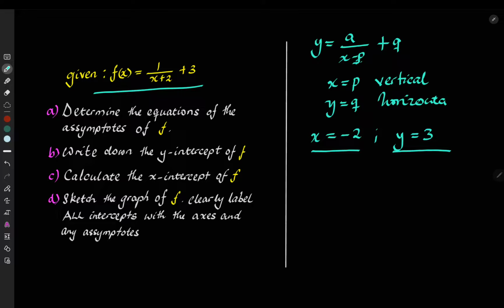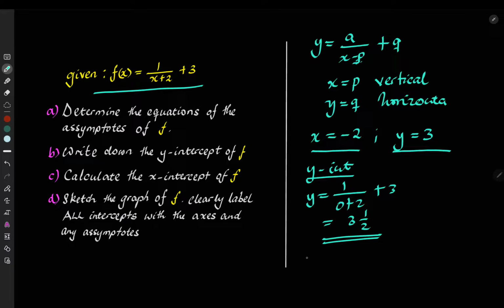Now, in part B, we're asked to write down the y-intercept of f. So remember now, for the y-intercept, we let x is 0. So then y will be equal to 1 over 0 plus 2, then plus 3. And that gives us 3.5. So that is your y-intercept, the 3.5.